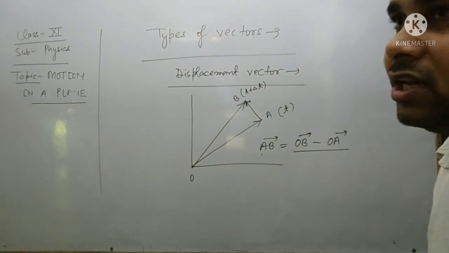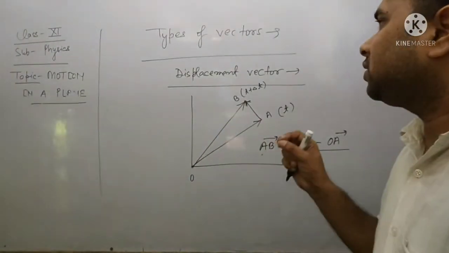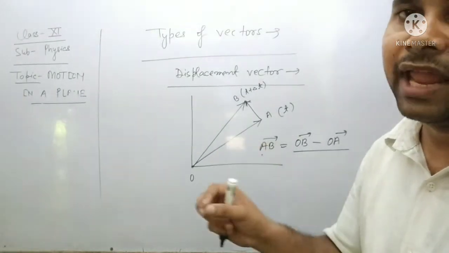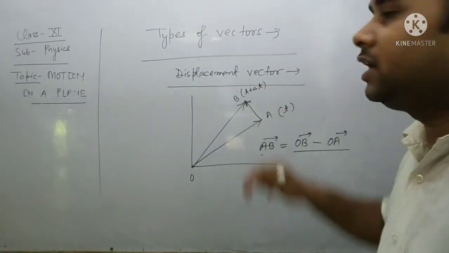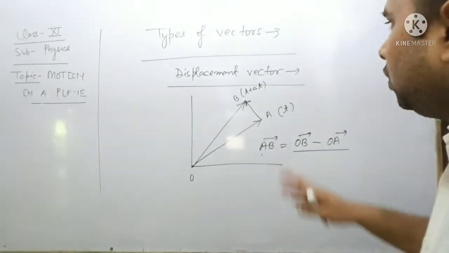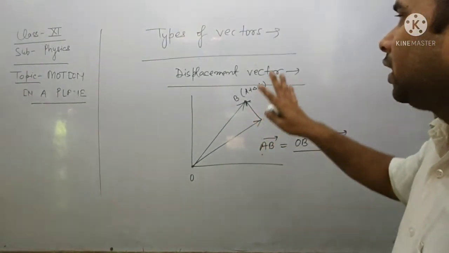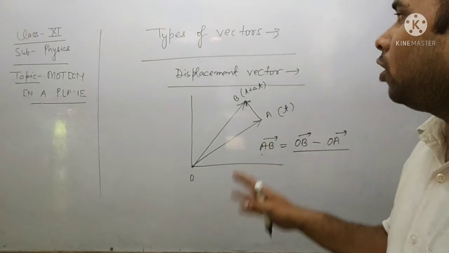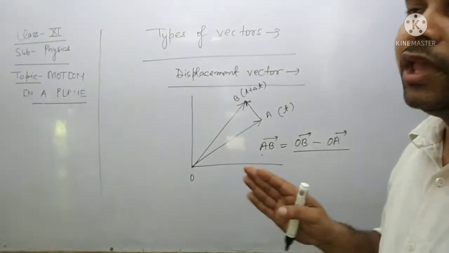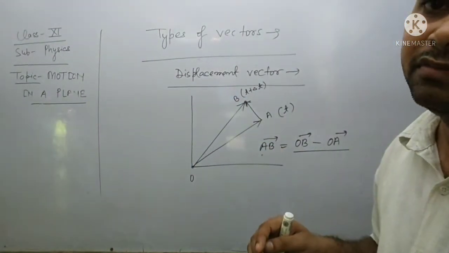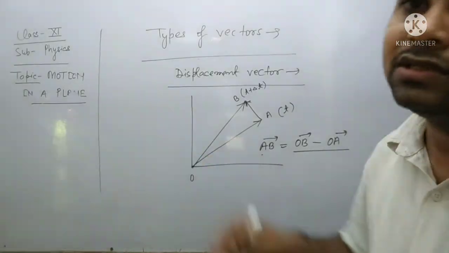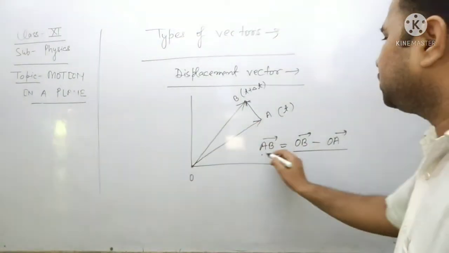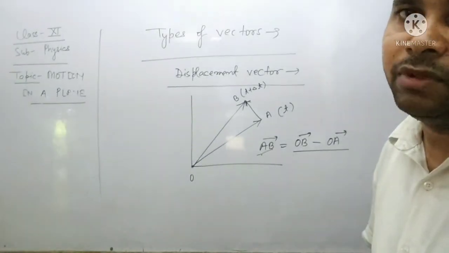What is the displacement vector? Displacement vector is the vector which gives the displacement of the body in a given time interval delta t. And mark this again: the displacement vector of a given body informs you two things. First, in which direction it is displaced, and how much displaced. Both information is in this vector, that is the AB vector.